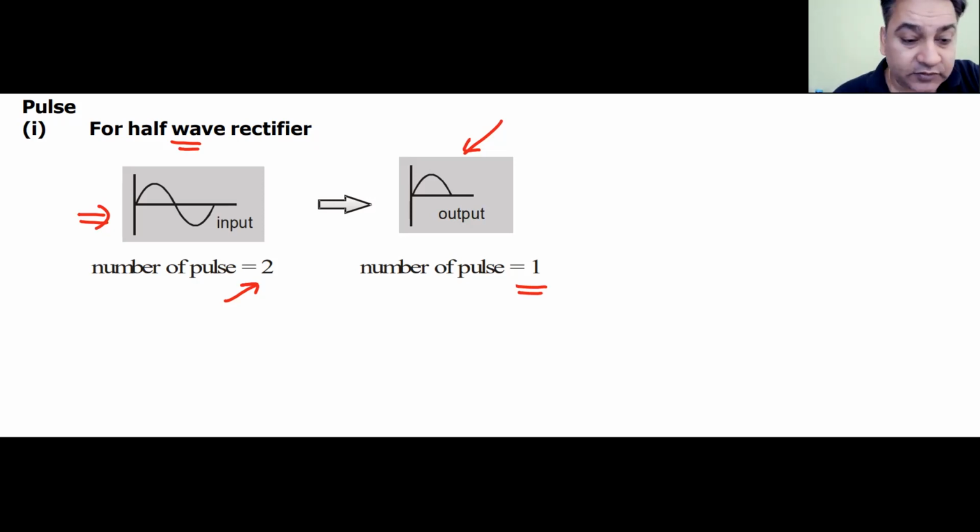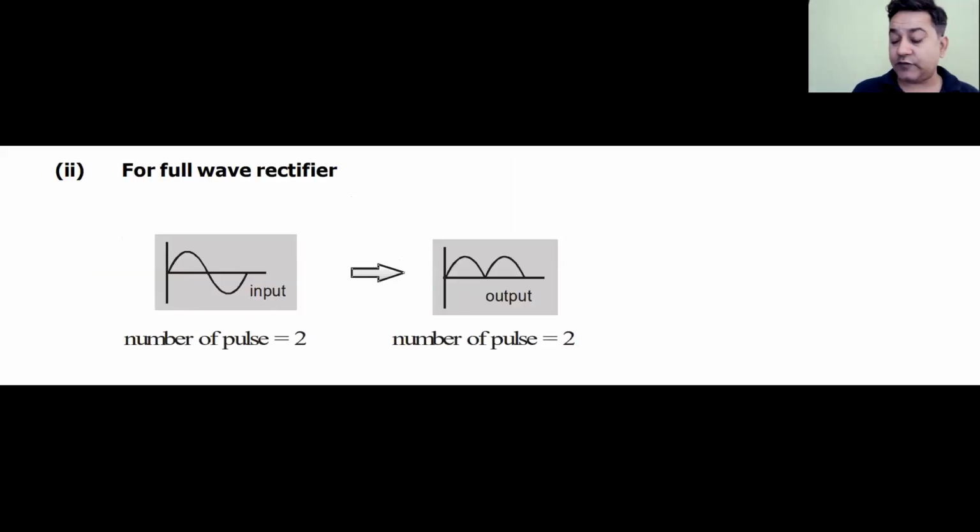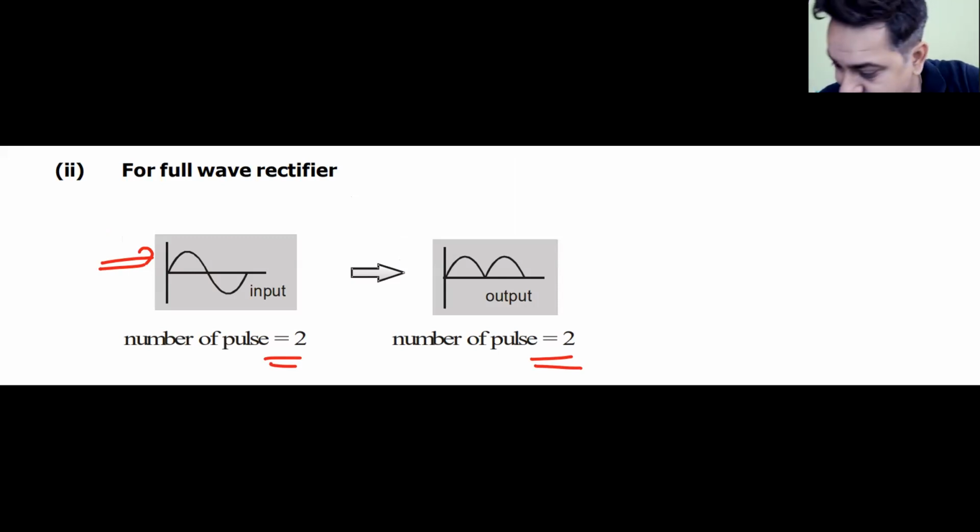Done, sir. Now, sir, we look at what happens to a full-wave rectifier. Input, you have two pulses. Output, you have two pulses. Frequency becomes twice, but number of pulses remains same. We understand this? Yes, sir. Frequency double. We understand this? Yes, sir. Please note it down, sir.